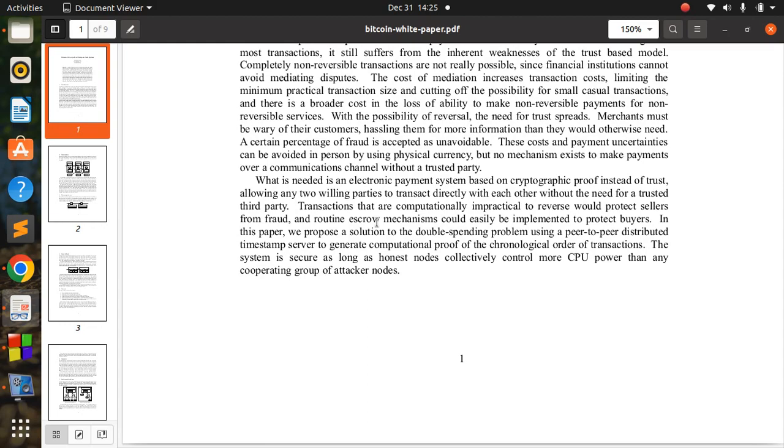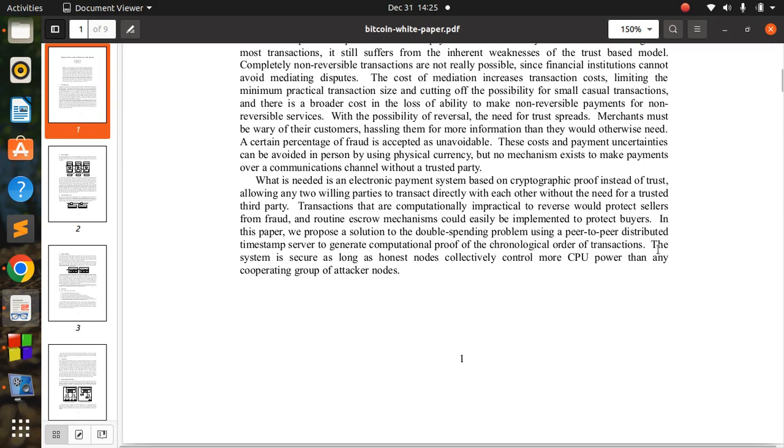All right. Now, in this paper, we propose a solution to the double spending problem using a peer-to-peer distributed timestamp server, you see now, distributed ledger, that's what it just means, to generate computational proof of the chronological order of transactions.